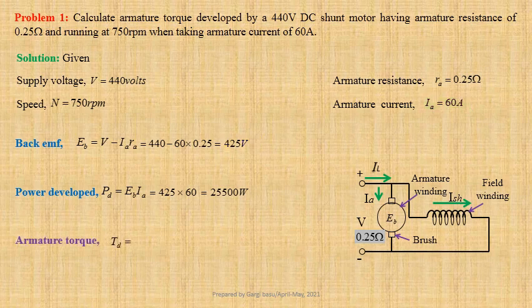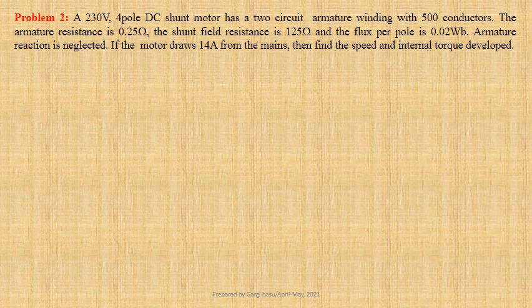Let us now calculate armature torque. TD equals PD divided by 2 pi N by 60. Using values, we get 25,500 divided by 2 pi into 750 by 60. That gives us 324.6761 Newton meter.